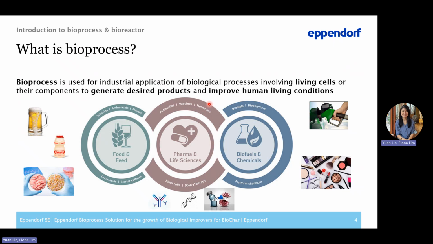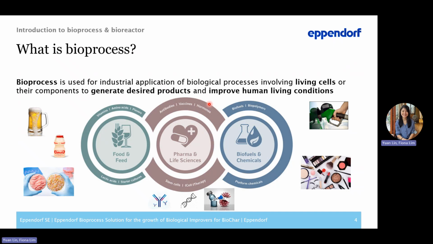Let me first introduce to you about bioprocess. The question is, what is bioprocess? Bioprocess is used for industrial application for biological processes involving living cells or their components to generate desired products and improve human living conditions. So in bioprocess, let's break it up into three main categories.